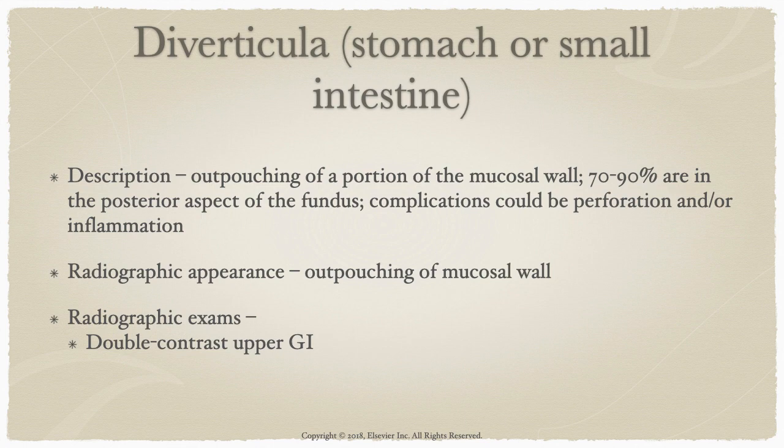Diverticula in the stomach or the small intestine. Outpouching of a portion of the mucosal wall. 70 to 90% are in the posterior aspect of the fundus. Complications could be perforation and inflammation. Appearance is outpouching of the mucosal wall. You want to do a double contrast upper GI.